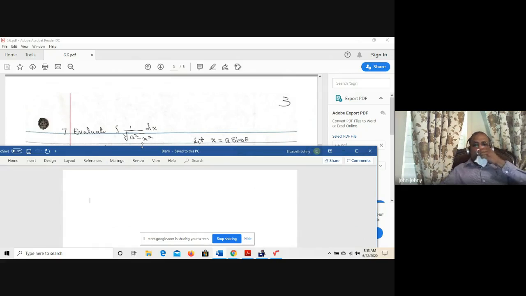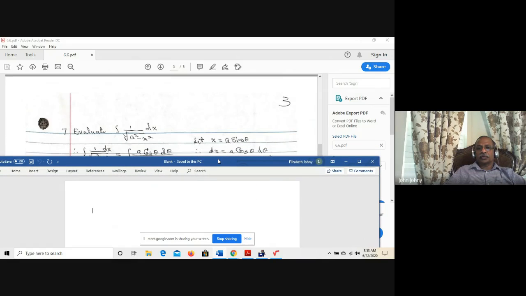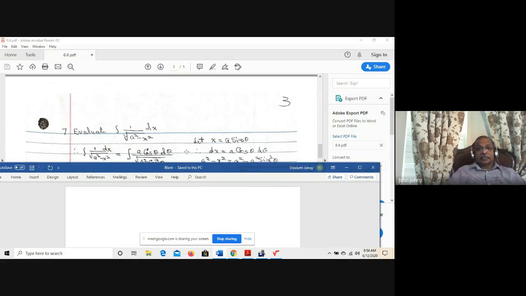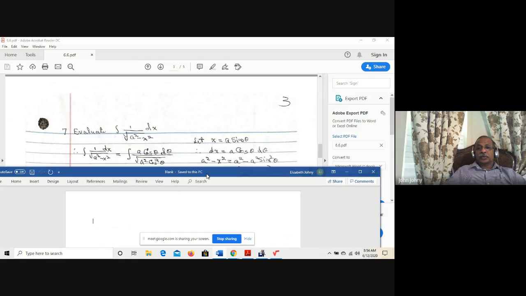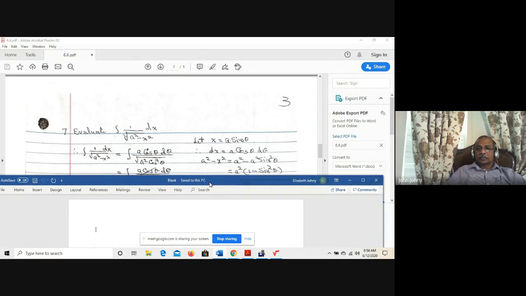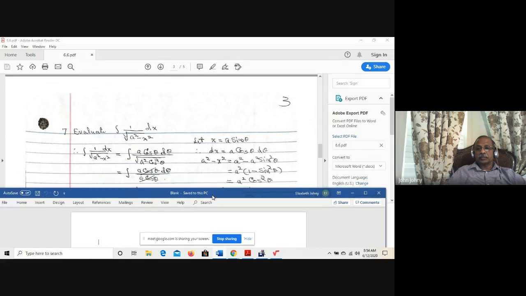You substitute x is equal to a sine theta. Whenever you have square root of a square minus x square, the substitution is x is equal to a sine theta. Therefore, dx is equal to a cos theta d theta. So a square minus x square is a square minus a square sine square theta. That is a square times 1 minus sine square theta, factoring out a square. That is a square times cos square theta.